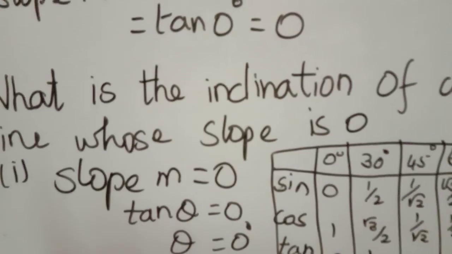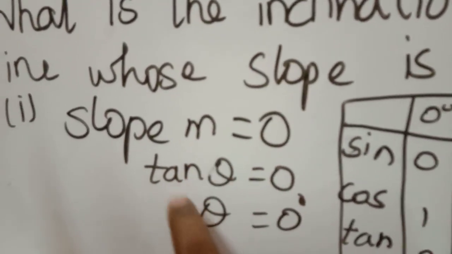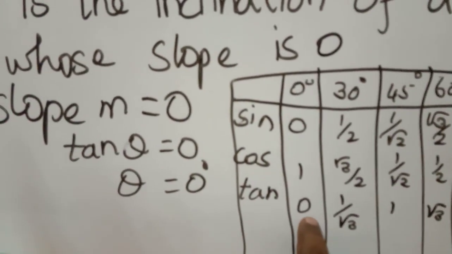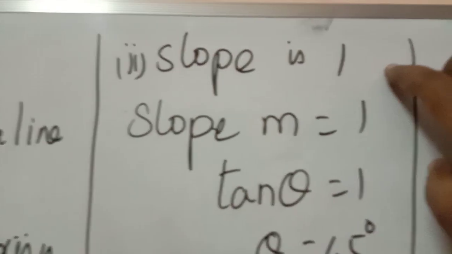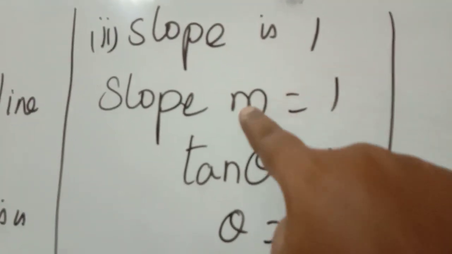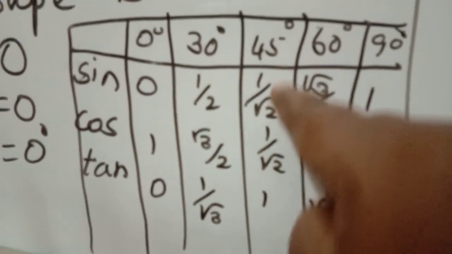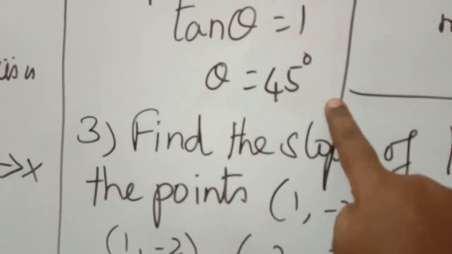So slope m is equal to 0. What is the formula for slope? Tan theta. Tan theta equal to 0. If tan theta is 0, what is theta? 0 degrees. So theta equals 0 degrees. The same question, second subdivision: if slope is 1, what is the inclination? m is equal to 1. By the slope formula, tan theta is equal to 1. If tan theta is 1, the angle is 45 degrees. So theta is equal to 45 degrees.